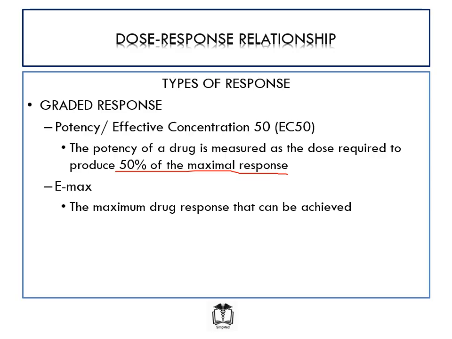The Emax, on the other hand, is the second parameter we tend to get from the graded response. Emax is the maximum response that we could get. So Emax talks about the response or the effect. The potency talks about the dose, and Emax is the maximum response that we could achieve as a result of using a drug. The Emax is more clinically relevant than potency, and that is very important for you to note.